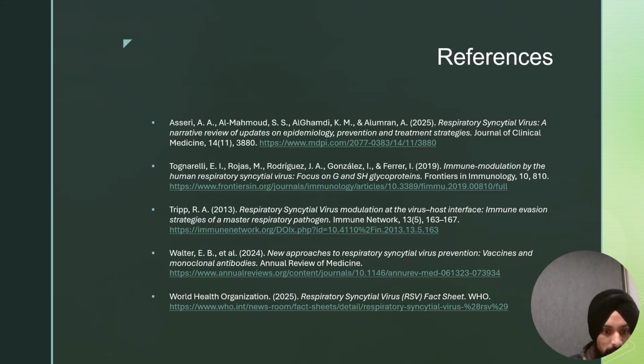Slide 15. As we know, this is a reference slide. These are the full references I used in my preparation. They include reviews on RSV, immunology, global case numbers, treatment strategies, and vaccine development. All of them are open access sources. Using these allowed me to go beyond the original article and build a more complete understanding of RSV and the role of the G protein.